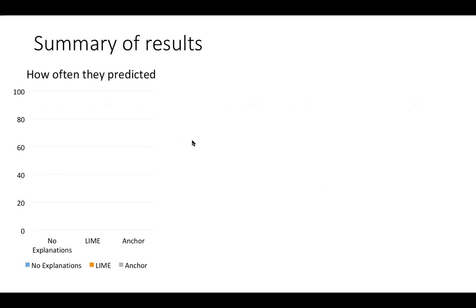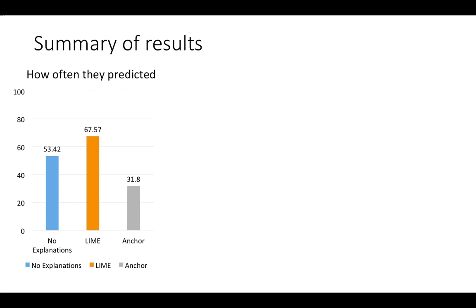The first question they ask is, how often do these users actually opt to predict? If there were no explanations, they would predict 53% of the time. Of course, we are not telling whether they are predicting correctly or incorrectly. We are just estimating how many times they would predict. With the line explanations, they would predict around 68% of the time. However, interestingly, given the anchors, they would go for predicting only 32% of the time.